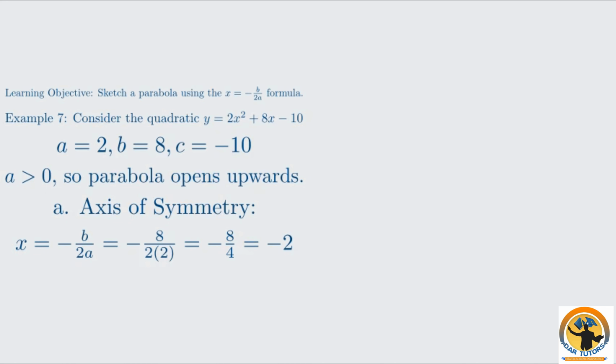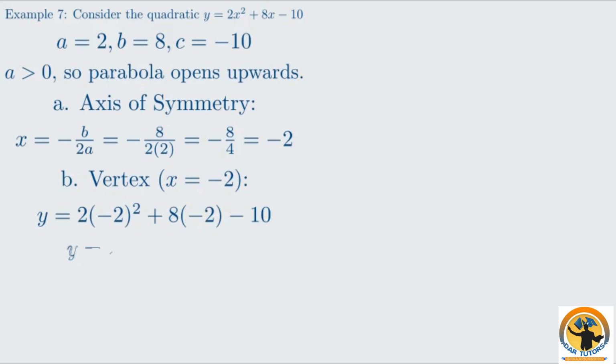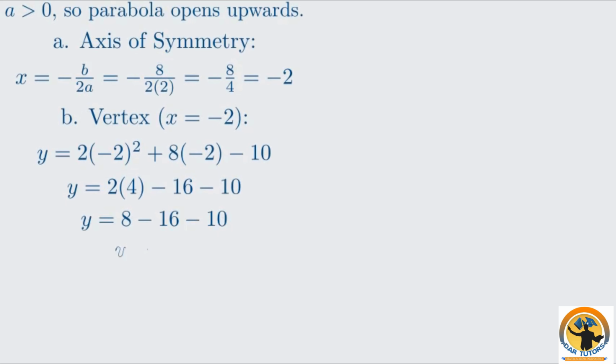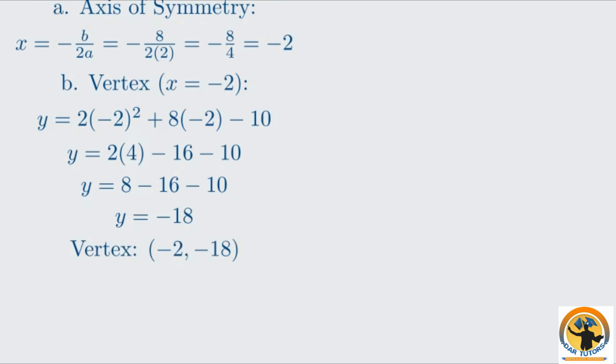Next, the vertex. The x-coordinate of the vertex is negative 2. To find the y-coordinate, we substitute x equals negative 2 into the original function. This gives y equals 2 times negative 2 squared plus 8 times negative 2 minus 10. Calculating this, we find y equals 8 minus 16 minus 10, which is negative 18. The vertex is at the point negative 2, negative 18.